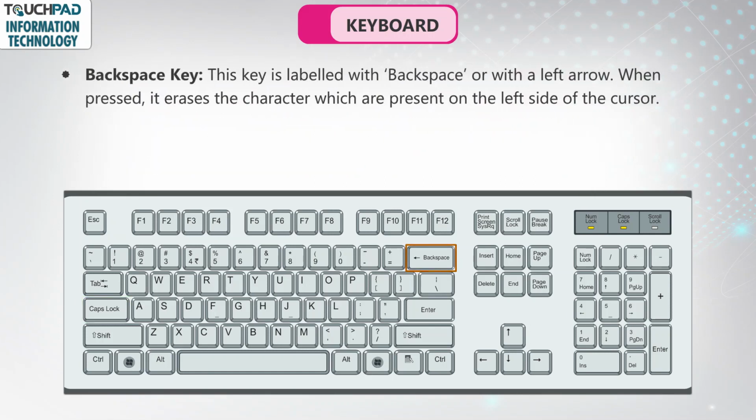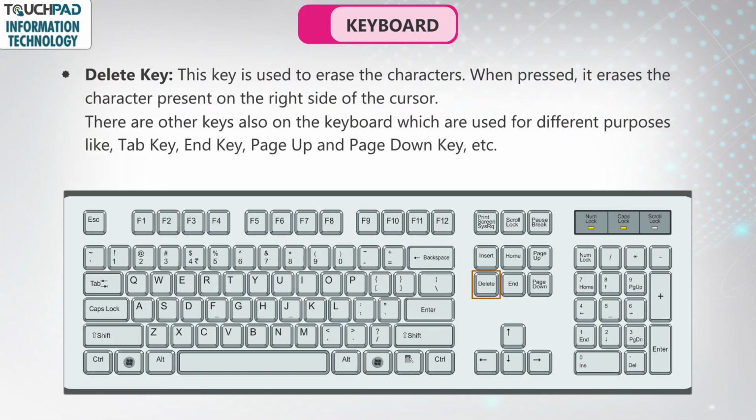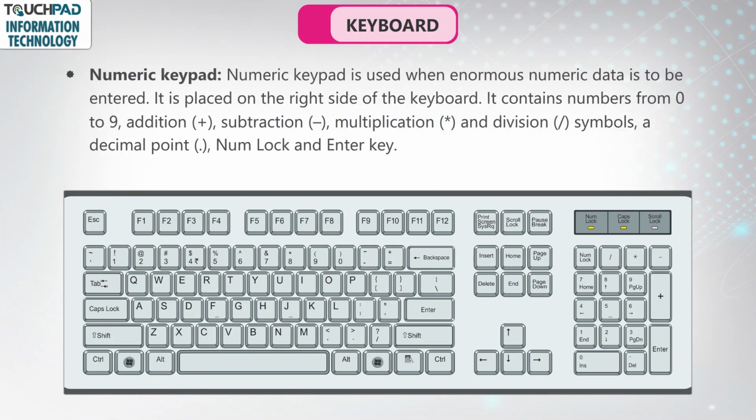Backspace key. This key is labeled with backspace or with the left arrow. When pressed, it erases the characters which are present on the left side of the cursor. Delete key. This key is used to erase the characters. When pressed, it erases the character present on the right side of the cursor. There are other keys also on the keyboard which are used for different purposes, like tab key, end key, page up and page down key, etc.